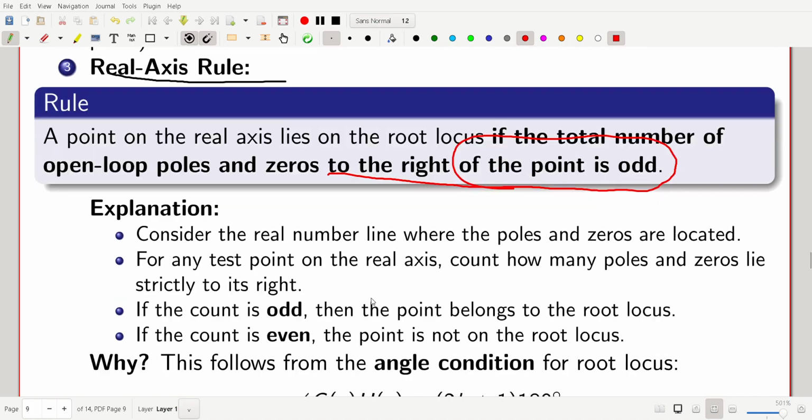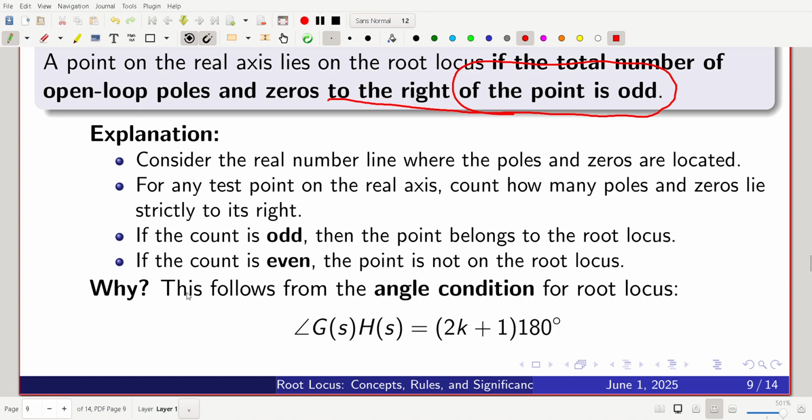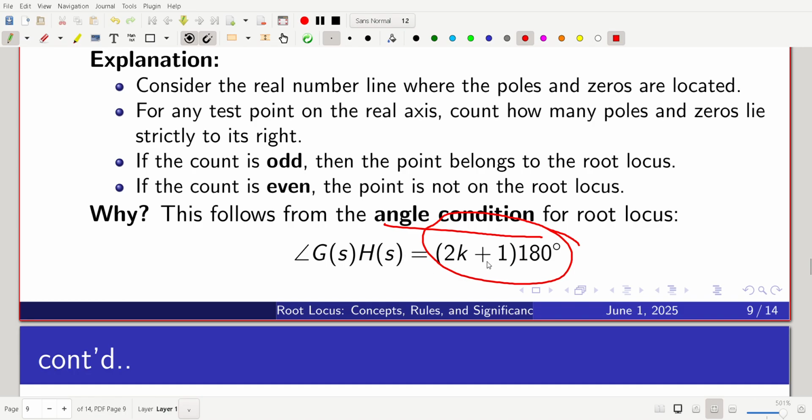So consider the real number line where the poles and zeros are located. For any test point on the real axis, count how many poles and zeros lie strictly to its right. If the count is odd, then the point belongs to the root locus. If the count is even, the point is not on the root locus. Why is this? It follows from the angle condition, because an odd multiple of 180 degrees should be there. All right, an even count will not follow this condition.